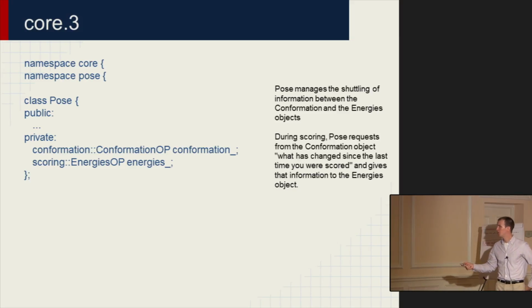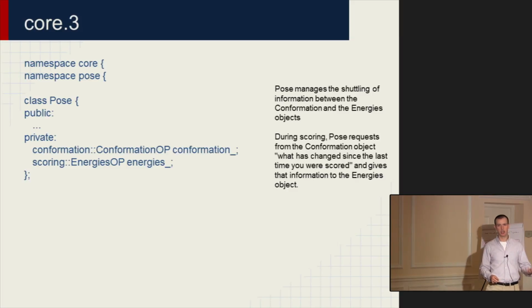Class pose, you've seen a little bit of already. It contains quite a bit of stuff, but primarily it contains a conformation object and an energies object. It stores an owning pointer to a conformation class. And so you can replace a conformation object with a symmetric conformation object. So you can make a symmetric pose by changing out its conformation object. There's an analogous set of changes you need to make to the energies object.